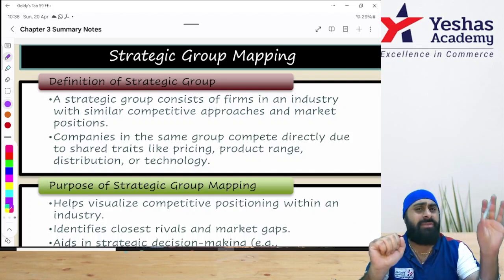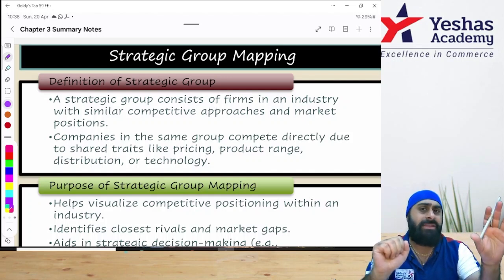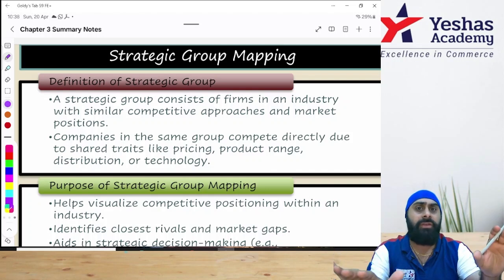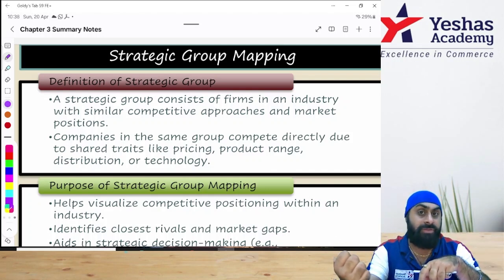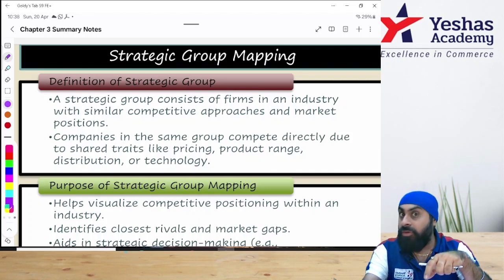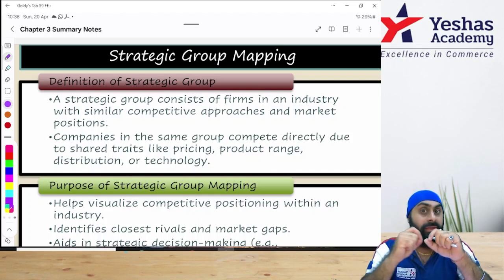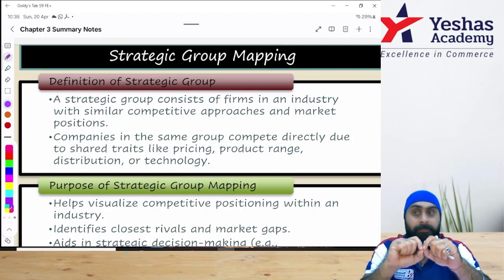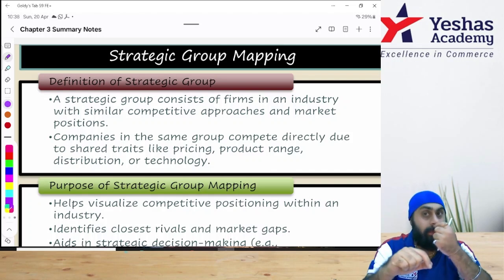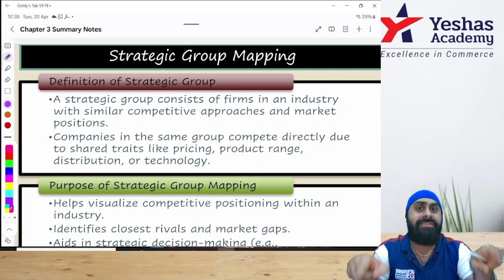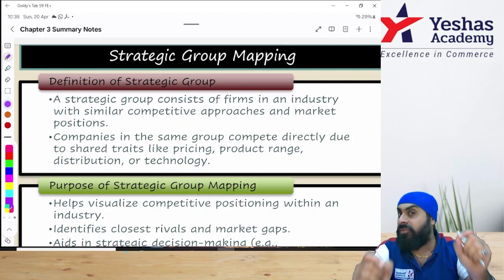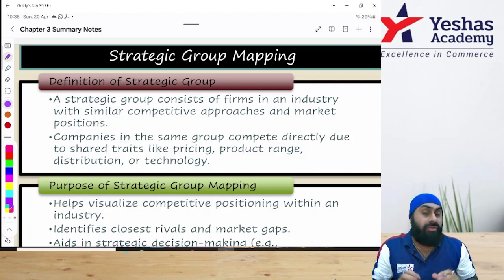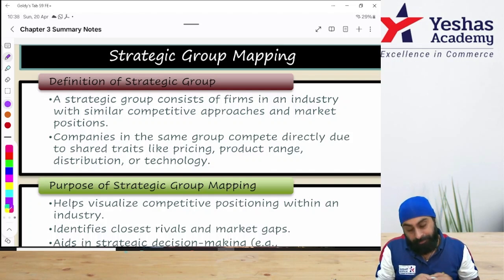I am not interested in what Baskin Robbins is doing, because Baskin Robbins is never interested in selling kulfi. But yes, I'm worried about a local manufacturer who's producing kulfi. If Amul is producing kulfi, those are threats to me. That is what I'm going to study. So I'm not going to study every ice cream player in the market, but only those which are going to affect me. Therefore, this beautiful concept of strategic grouping and mapping comes into the picture.